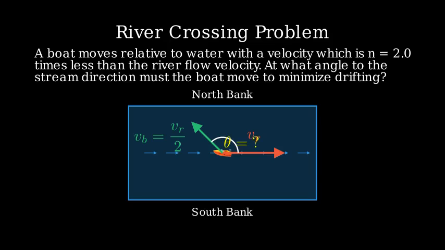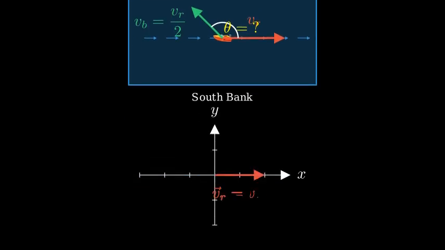Let's establish our coordinate system. The river flows in the x direction, so the river velocity is v sub r times the unit vector i hat. The boat moves with velocity v sub b at an angle theta to the river flow, so its velocity vector is v sub b times the quantity, cosine theta i hat plus sine theta j hat.